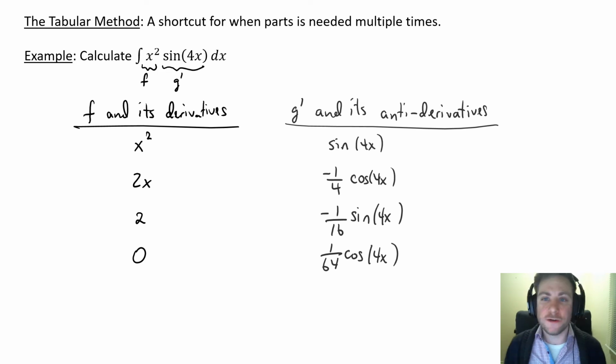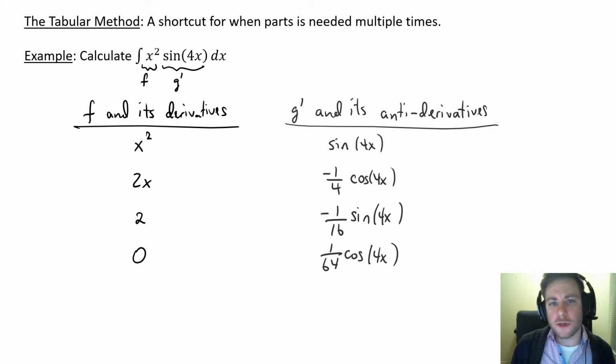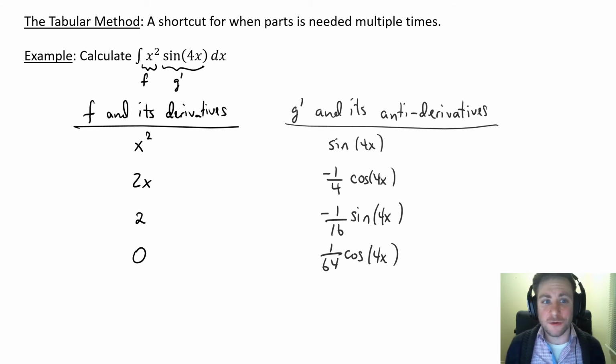So both our lists here contain 4 entries. We're done taking antiderivatives. I did all these antiderivatives by inspection, but you can pause if necessary to check that these are all correct. Basically, forming these lists just gives us all the information we need up front when it comes to integrating by parts multiple times.